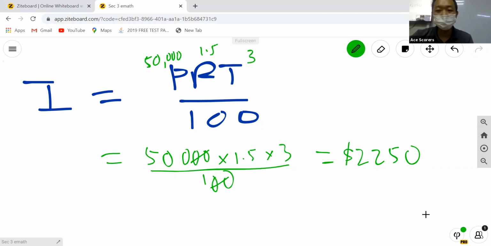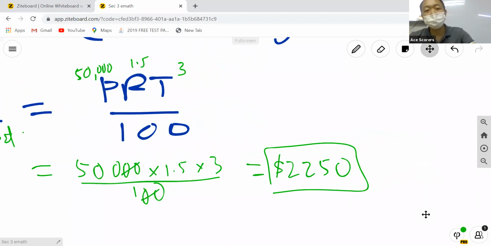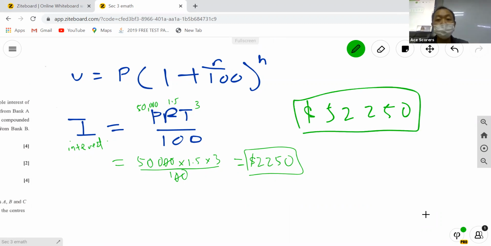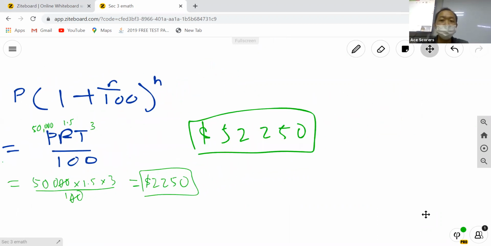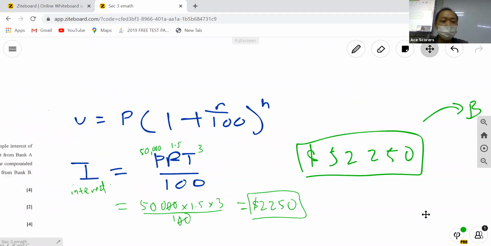So 2250. Now, what is the meaning of 2250? 2250 is the interest, because the I stands for interest. That's the interest earned for the first 3 years. Which means when she takes out from the bank, she has $52,250. You take out this amount from bank A, and then put it into bank B.